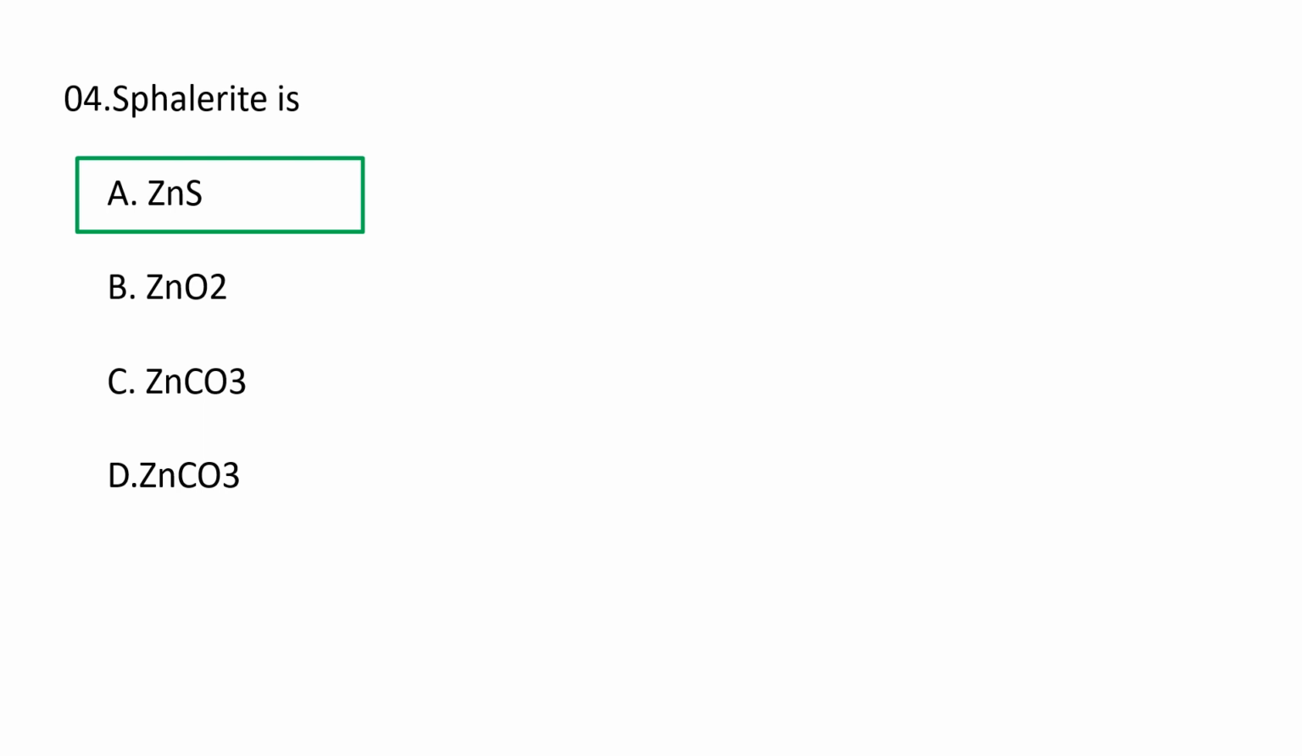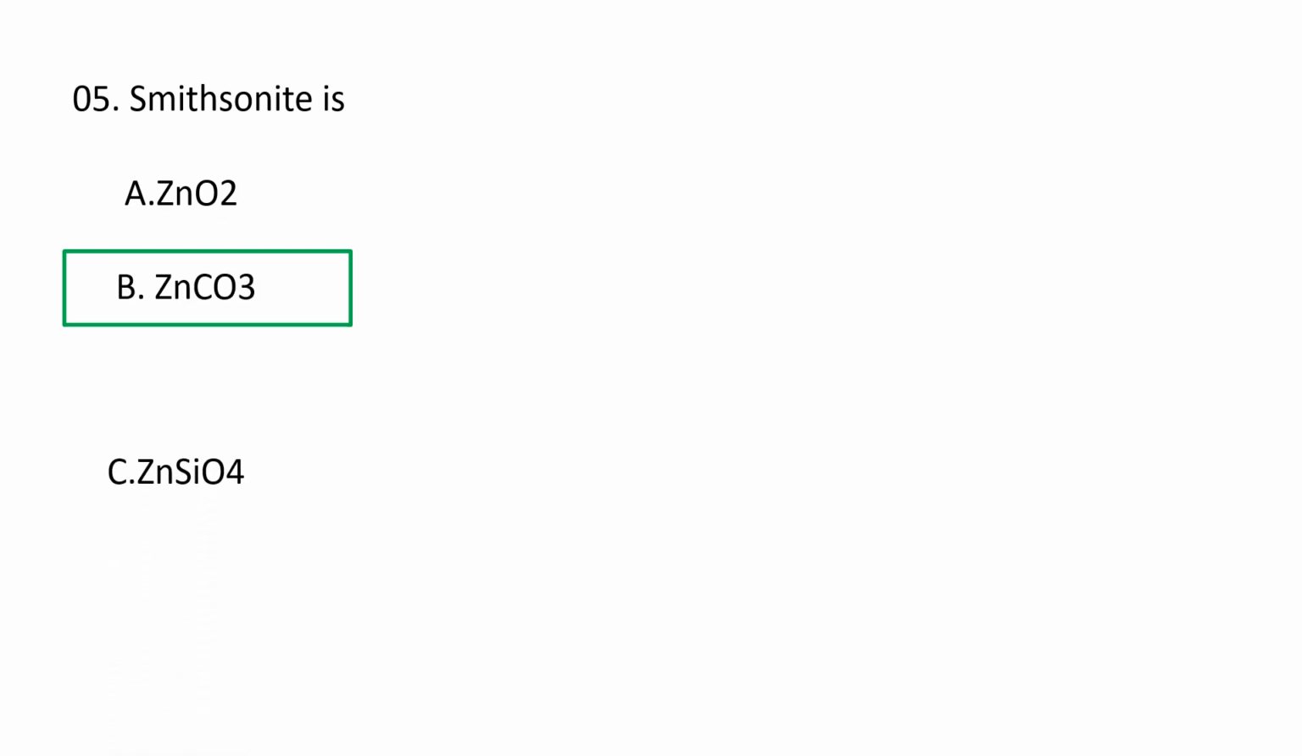Next question. Smithsonite is, so what's the chemical composition of smithsonite? The choices are A. zinc oxide, B. ZnCO3, C. ZnSiO4 and D. tin oxide, SnO2. So smithsonite is a zinc carbonate.